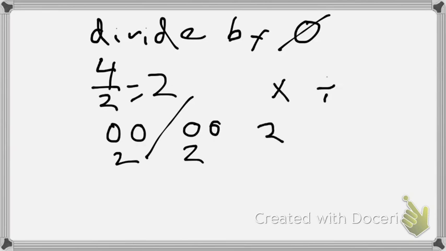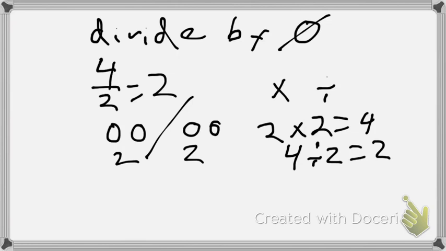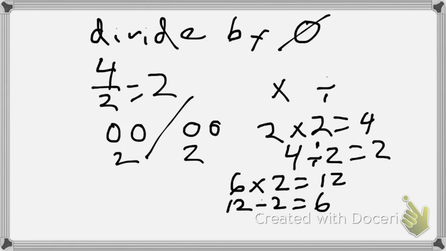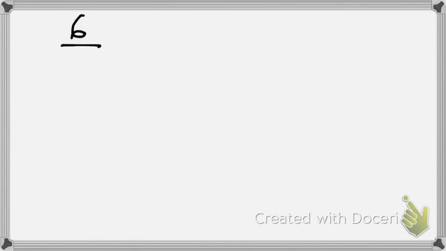We also know that multiplication and division are inverse operations, meaning that if you perform one of them, you can undo it with the other one. So 2 times 2 equals 4, which means that 4 divided by 2 is 2. See? You can undo it. 6 times 2 equals 12, which means that 12 divided by 2 is 6, and 12 divided by 6 is 2.